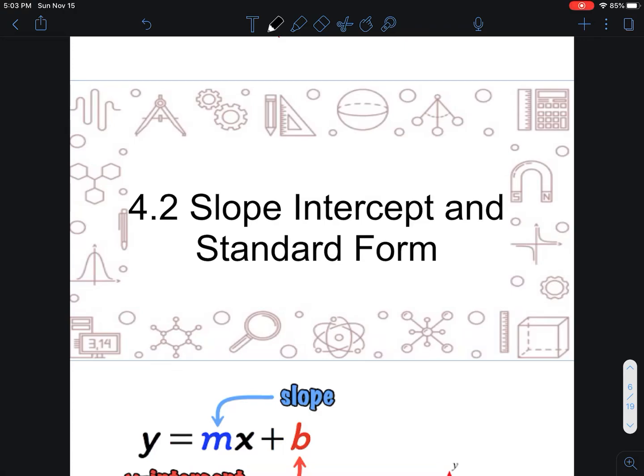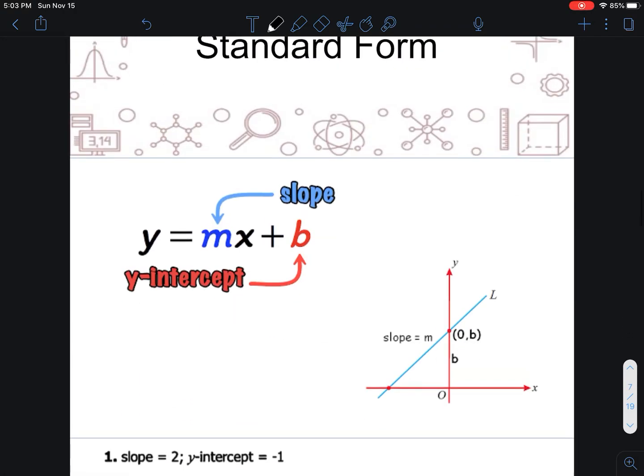Today we're going to be talking about slope intercept and standard form. First we're going to talk about slope intercept form. The slope intercept form has a formula: y is equal to mx plus b. This is it right here. Y is equal to mx plus b, where m, we learned, is our slope, and b is our y-intercept.